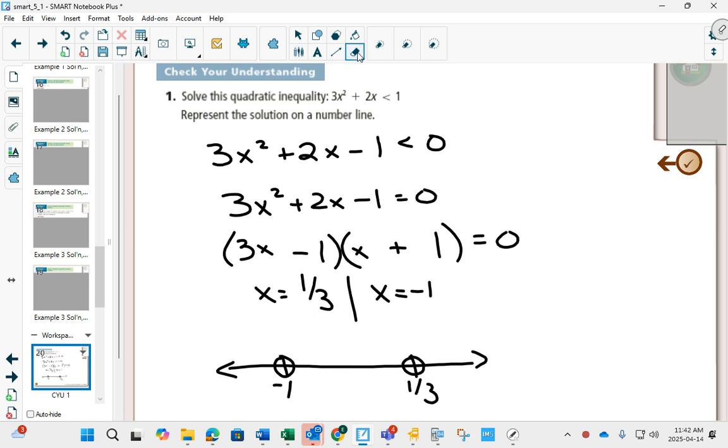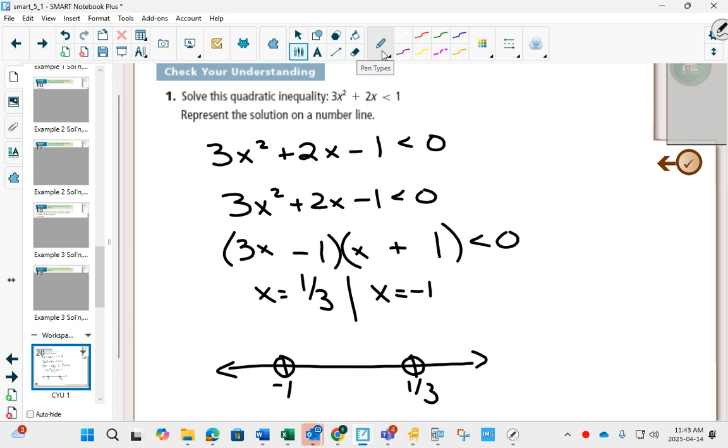Some people actually don't write the equals 0 ever. They just keep the less than sign there all the way through. I don't mind that either. You can choose how you want to do that. That's perfectly fine. But now, we need to find out which sections are true and which sections are false.